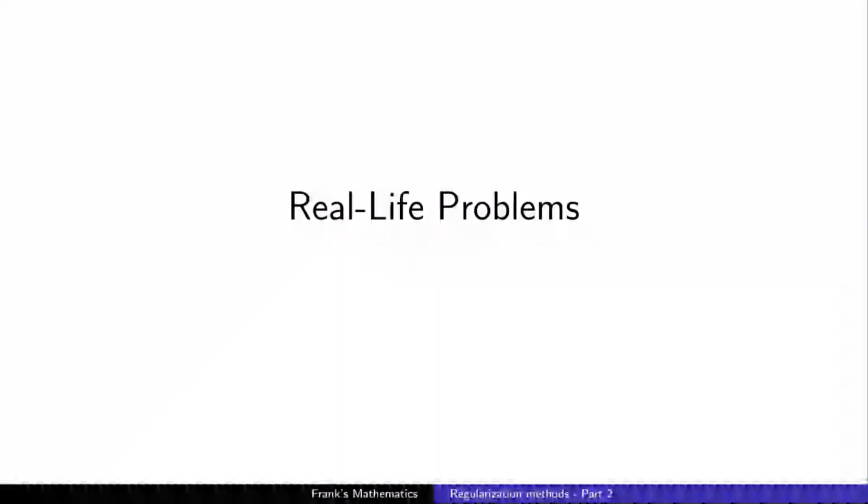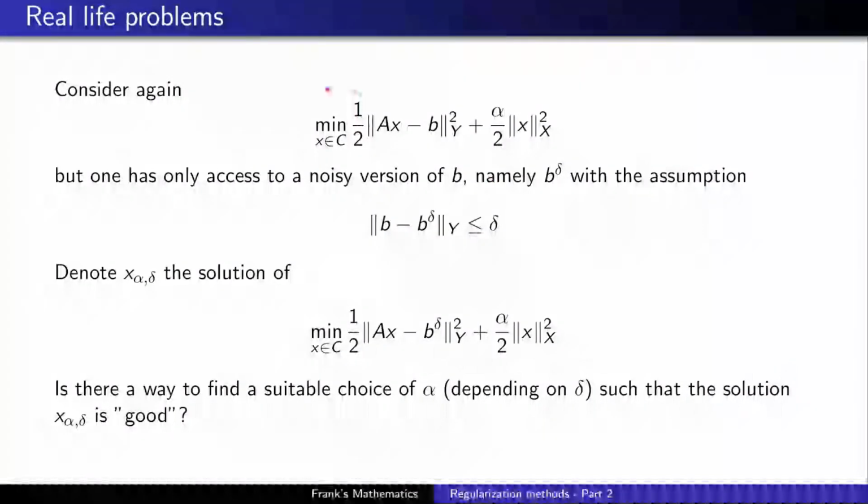Now it's time to face some real-life problems, and with real-life problems I mean noisy data. So here again you have the regularized optimization problem, but now we only have access to a noisy version of our measurement b. I will denote this with b delta, and we assume that the following inequality holds. So we only have access to a version b delta, which is up to an absolute value of delta in the norm of y available.